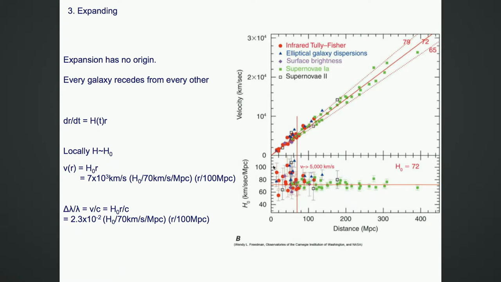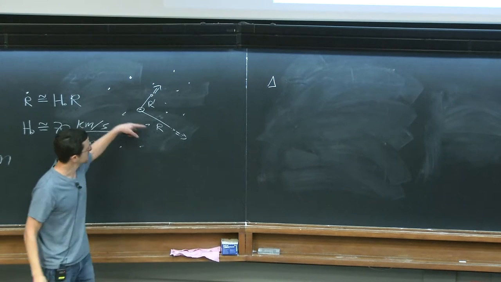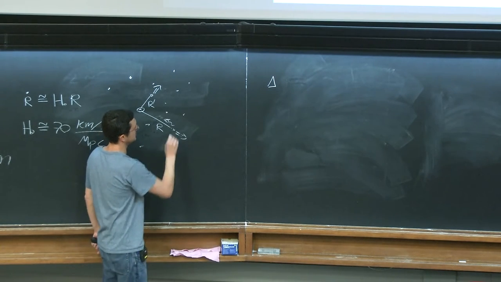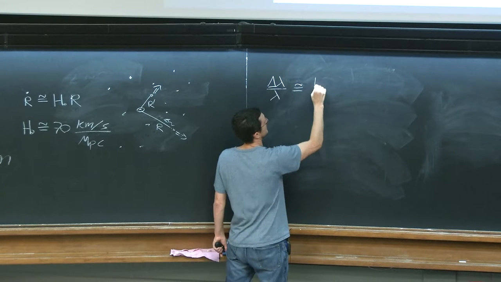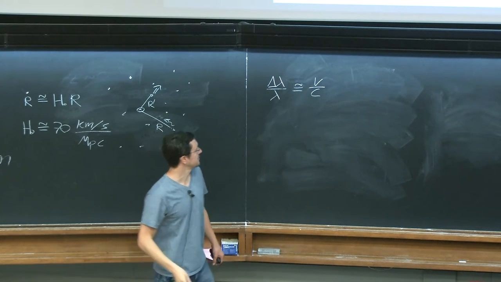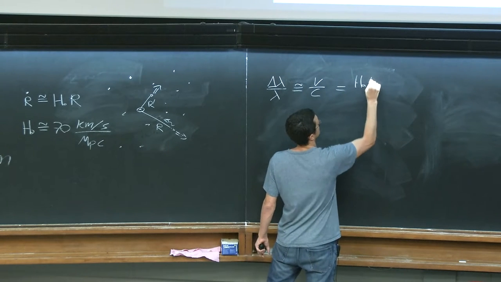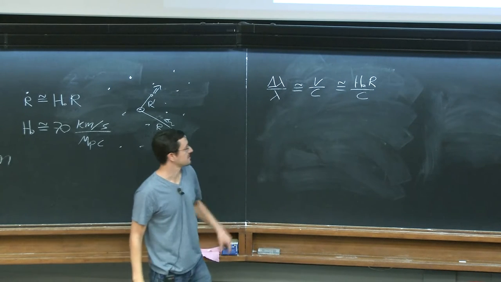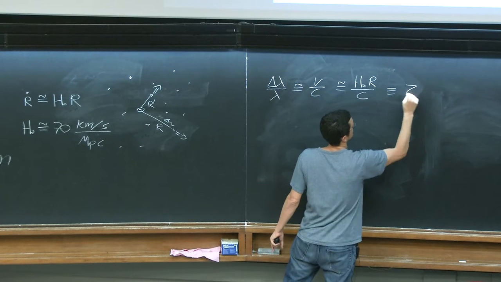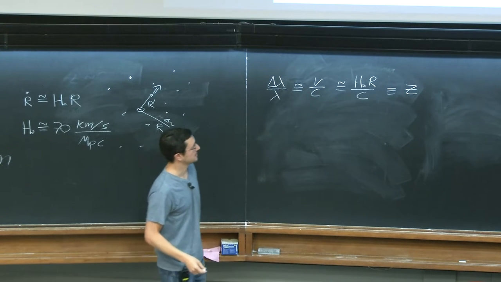And the easiest way to measure this recession is by the redshift, which in fact the observers used in the previous plot, instead of the distance. And the redshift is coming from the fact that when the galaxy is receding from us in this way, light emitted from this galaxy is Doppler shifted, so that its wavelength is changing according to just the relativistic Doppler shift, which would be H naught R over C if the distance of the galaxy from us is R. And this observable is called Z. We will be back there in a minute.